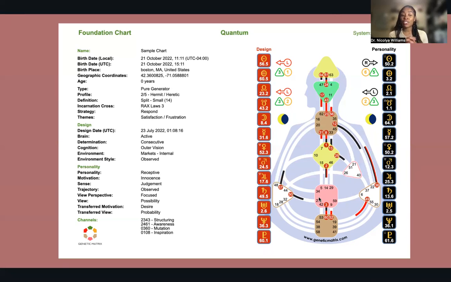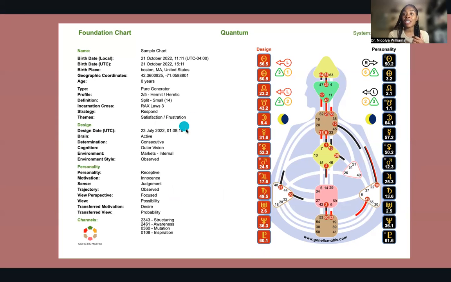We have different themes. So your telltale sign that you're in alignment is when you're satisfied as a generator. The telltale sign when you're out of alignment is your frustration. Let's say, for example, you're a manifester. The telltale sign for you that you're in alignment may look different, and the telltale sign when you're out of alignment may look different. So for manifestors, for example, it is anger. Feeling angry is a red flag that's like, nope, you are absolutely out of alignment. But the green flag that's like, yes, keep going, is you're at peace.